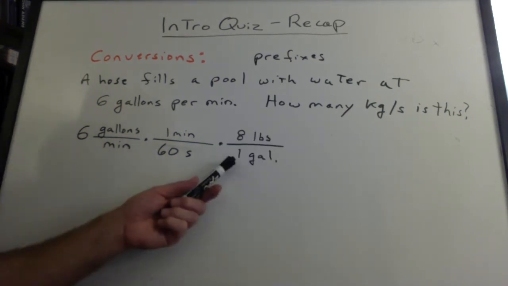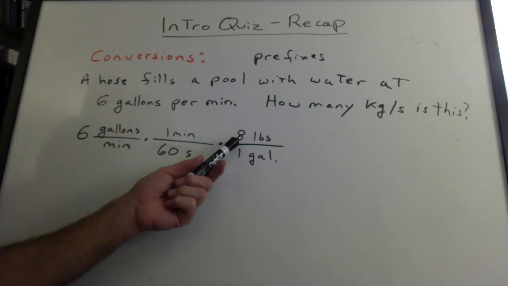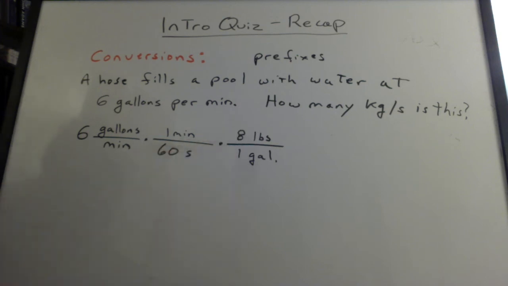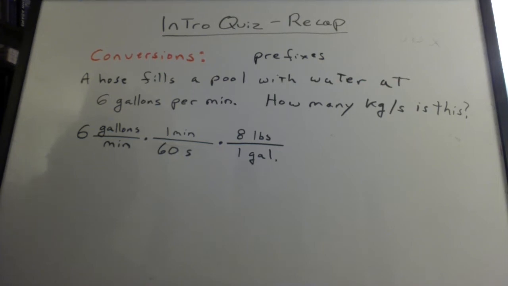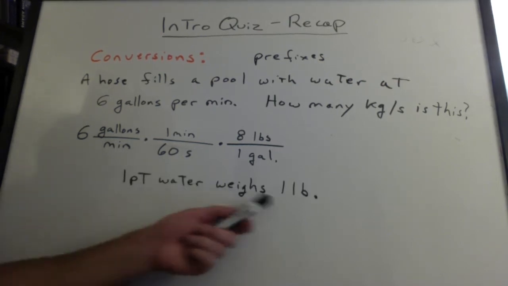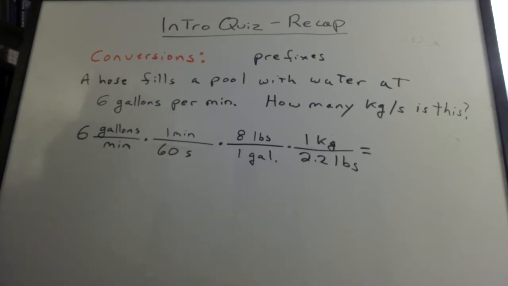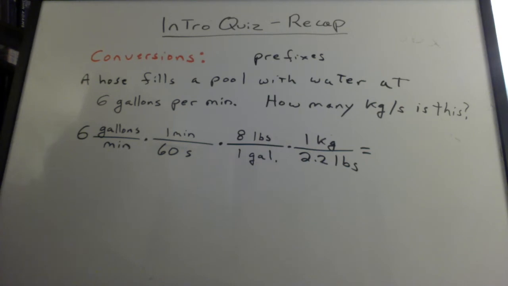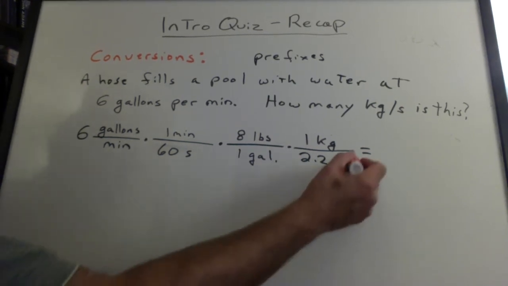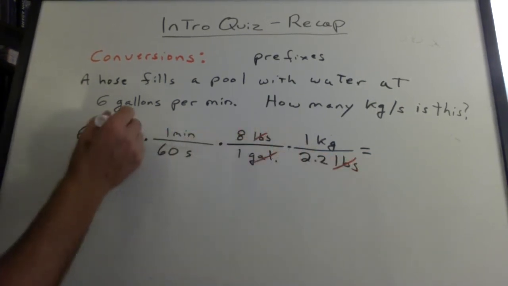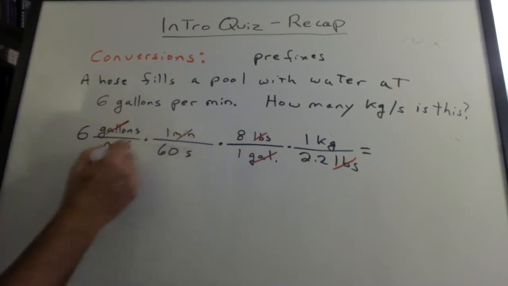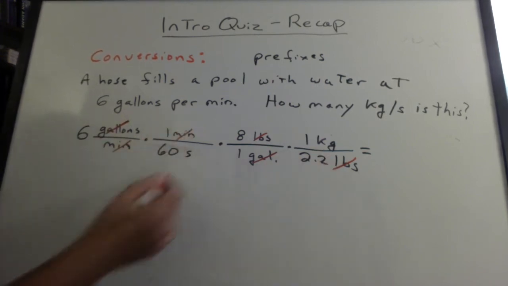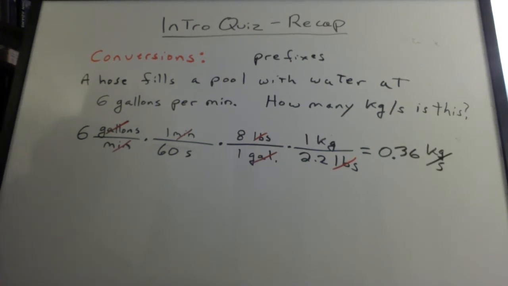We talked about this in class, that 1 gallon weighs 8 pounds. You can get a conversion through this: a pint's a pound the world around. 1 pint of water weighs 1 pound. And we have 2.2 pounds is what 1 kilogram weighs. Let's check the units. The pounds cancel, the gallons cancel, the minutes cancel. What are we left with? Kilograms per second. That works out to be about 0.36 kilograms per second.